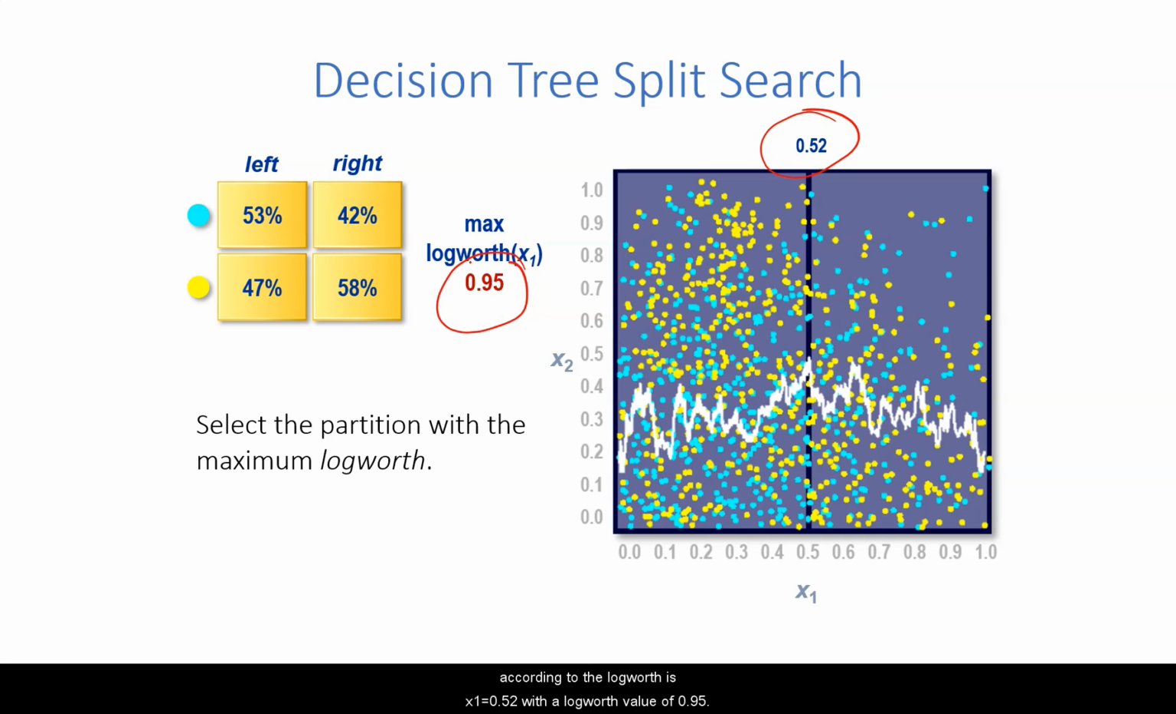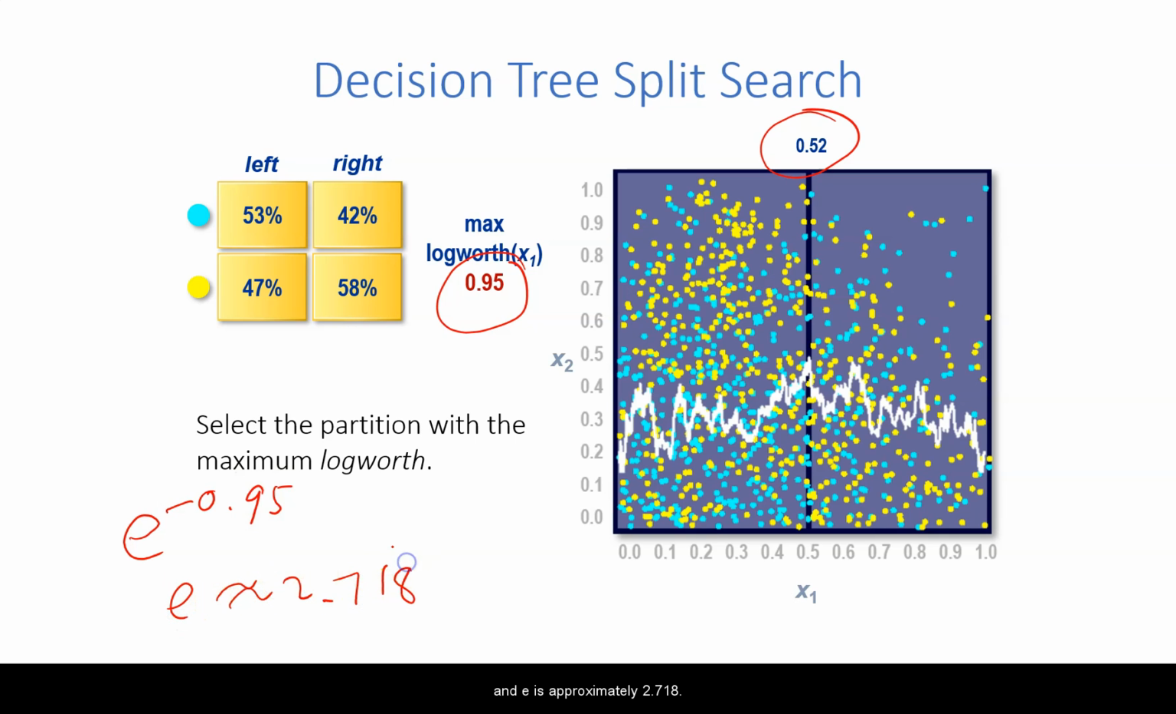0.95. We can figure out the chi-squared p-value associated with this split point using e, the mathematical constant, raised to the negative 0.95 power, and e is approximately 2.718. So this would give you the p-value of 0.3868, which is not a significant p-value using the threshold of 0.05.